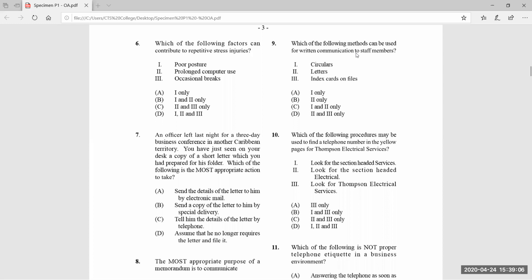Which one of your answers there has services first, number one? Option what and option what? B and D, exactly. So you know automatically that A and C are incorrect. So for Thomson Electrical Services, we have to look under S for services. What type of service does Thomson supply? Electrical. So under services, we have to look under E for electrical. So that will be number 2. Which one starts with number 1 and number 2? D. So by process of elimination, your answer is D. 1, 2, and 3. When you find electrical, then you'll find Thomson Electrical Services. So your answer for number 10 is D.